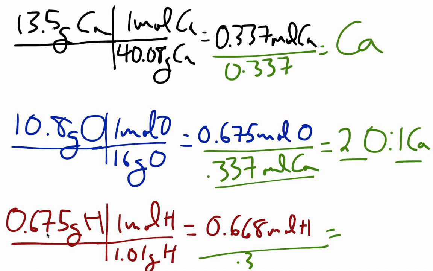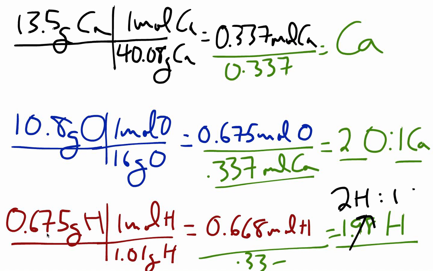Last one, again, I'm dividing by calcium, and I get 1.98 hydrogens. Well, 1.98, we're going to round that up and say, well, that's pretty close. We'll call that 2 hydrogens to every 1 calcium.